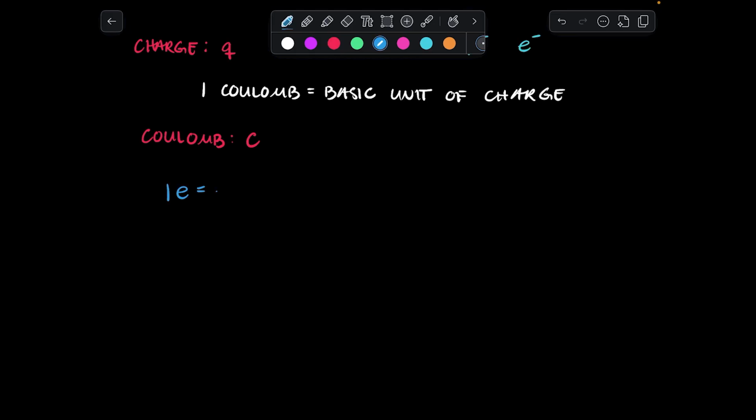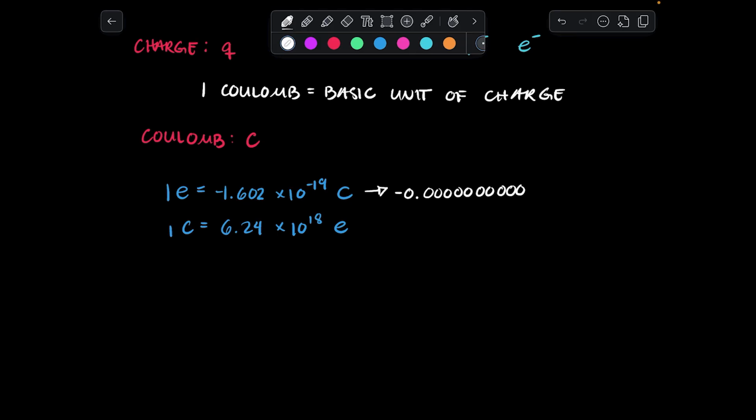The charge contained in a single electron is negative 1.602 times 10 to the power of negative 19 coulombs, while 1 coulomb contains 6.24 times 10 to the power of 18 electrons. This means that in a single electron there is a very tiny amount of charge. We can rewrite this as negative 0.0000000000000000, that's actually 18 zeros followed by 1602 coulombs of charge. That is a very small amount of charge.